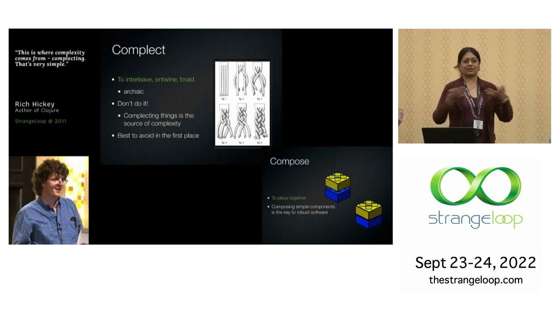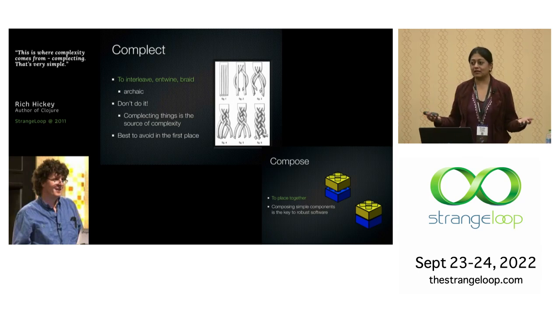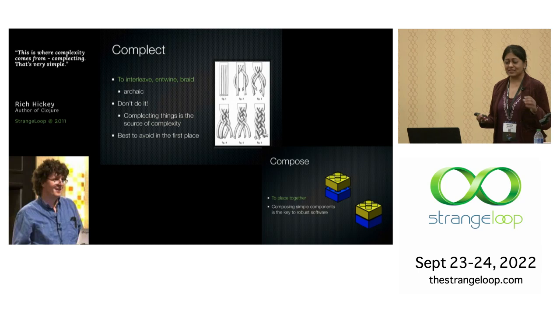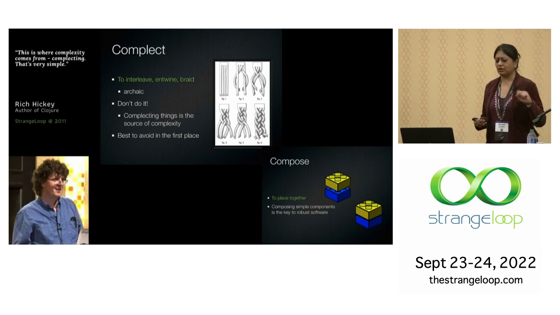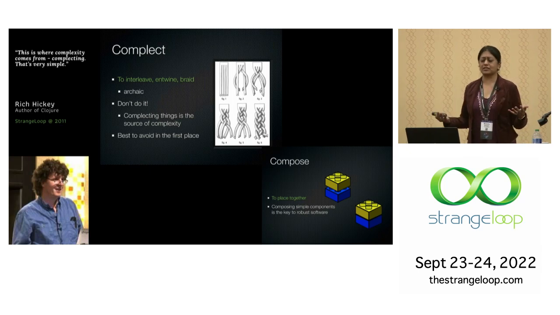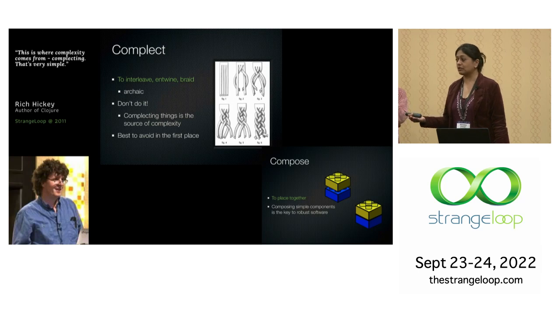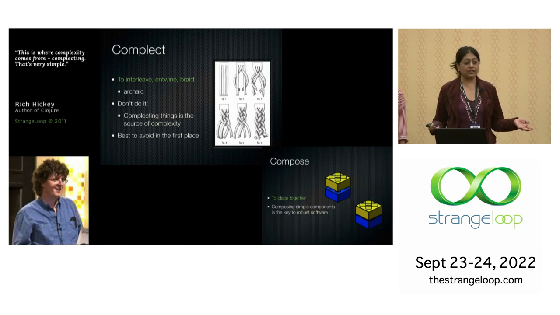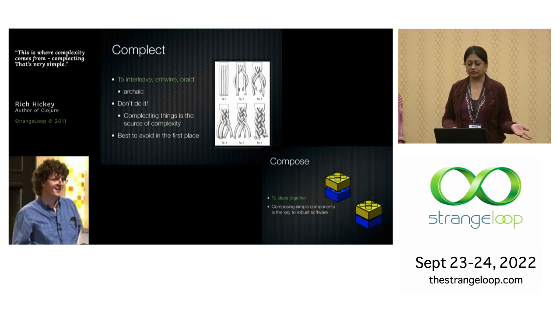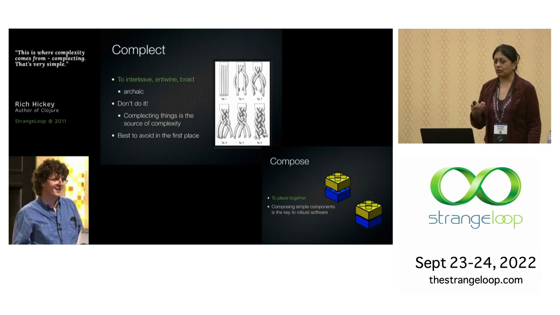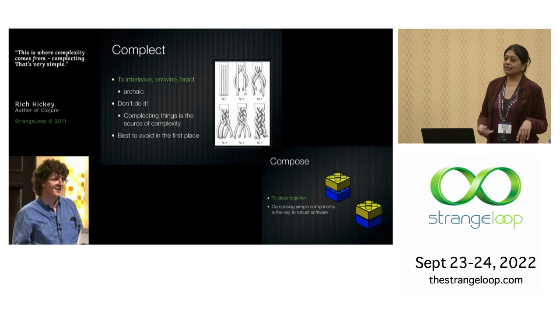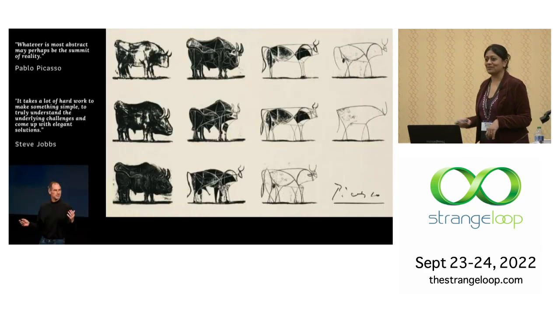When you've built a system that's complected, it's really hard to expand on it and innovate further. Instead, he says to find those individual components that can be composed and placed together to build more robust software. We can take Rich's design principles and apply them not just to a single programming language like Clojure, not just to software application design, but also to enterprise architecture, and yes, even industry-wide architecture. Now, how do we find out what those individual components could be that we can compose? For that, let's see what Pablo Picasso and Steve Jobs have to say.